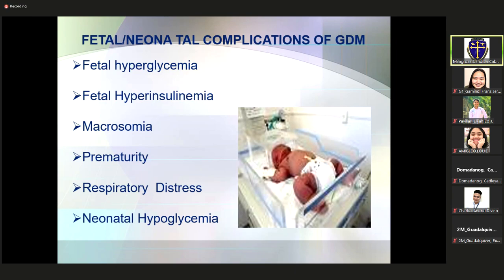Iniihi ni baby ang insulin. Insulin in fetus would serve as diuretic. That is why ihi ng ihi si baby. Then macrosomia, sobrang laki niya. Okay? It can also cause prematurity.